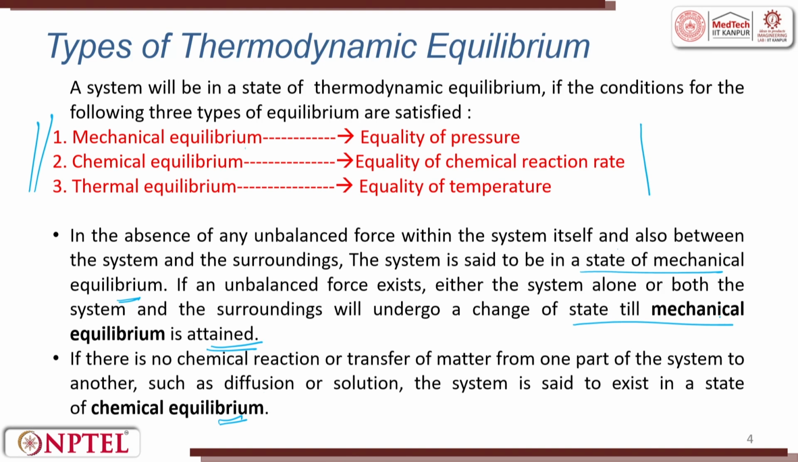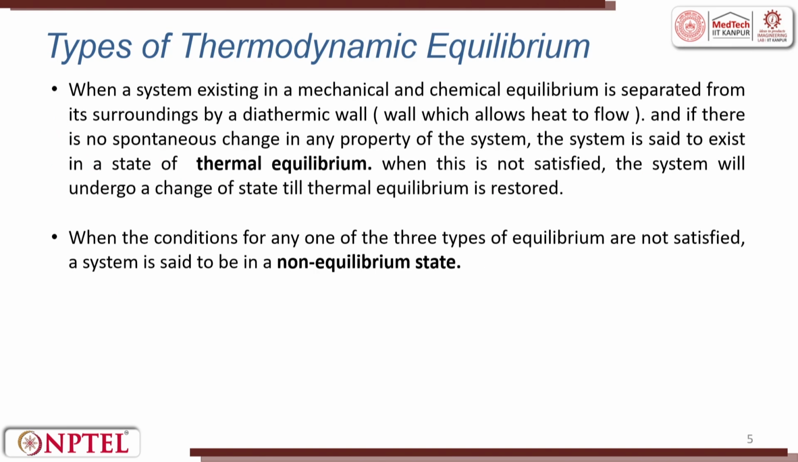When we talk about mechanical equilibrium, it is the same. If an unbalanced force exists, either the system alone or both the system and the surrounding will undergo a change of state till mechanical equilibrium is attained. When the system exists in mechanical and chemical equilibrium, and is separated from its surrounding by a diathermic wall, a wall which allows heat to flow, and if there is no spontaneous change in any property, the system is said to be in thermal equilibrium. When this is not satisfied, the system undergoes a change of state till thermal equilibrium is restored.